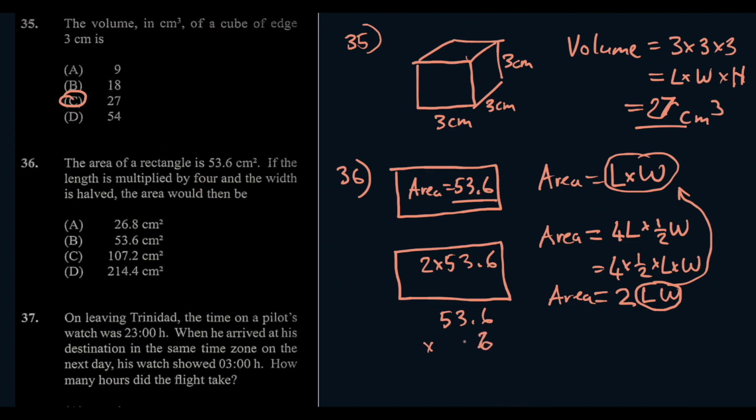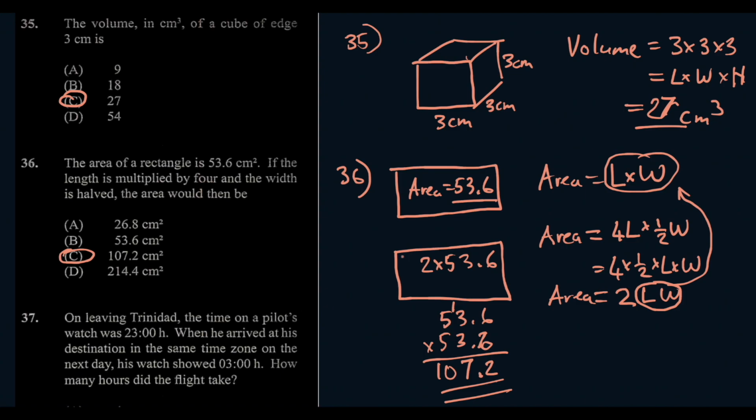Are we doubling it? So in this case, this would work out to 6 plus 6 is 12. We put a 2 here, put a 1 here. 3 plus 3 is 6 plus 1, 7. 5 plus 5 is 10. So 107.2. So this here is our answer.